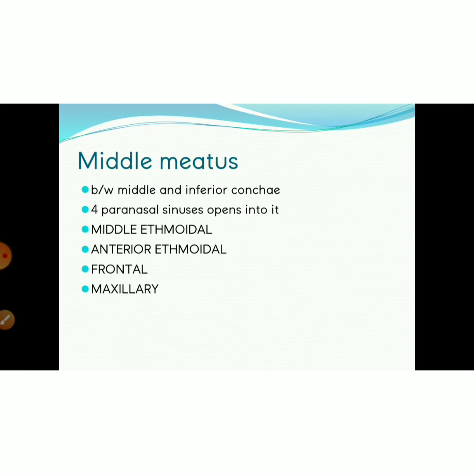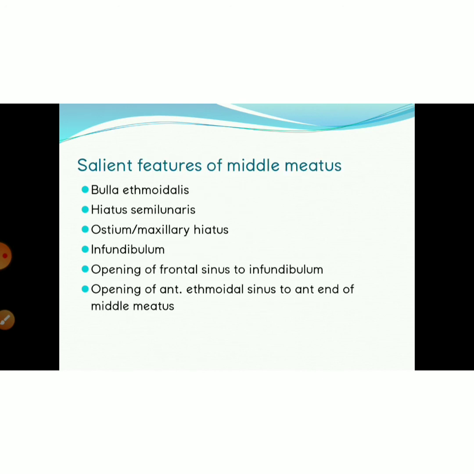Now, the middle meatus is the space between the middle and inferior conchae. It receives the openings of four paranasal sinuses, namely middle ethmoidal, anterior ethmoidal, frontal and maxillary. There are certain salient features of the middle meatus. They are the bulla ethmoidalis, hiatus semilunaris, ostium or maxillary hiatus, and infundibulum.